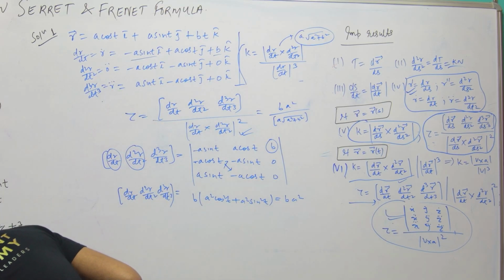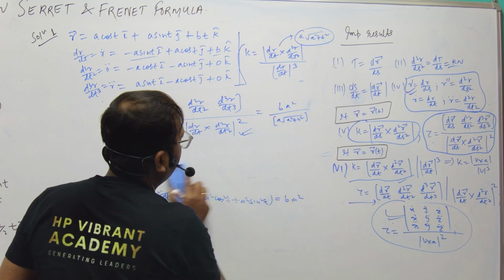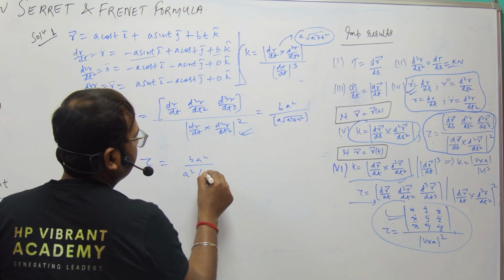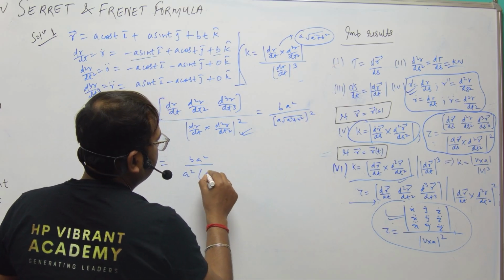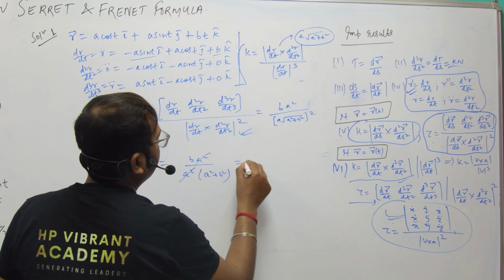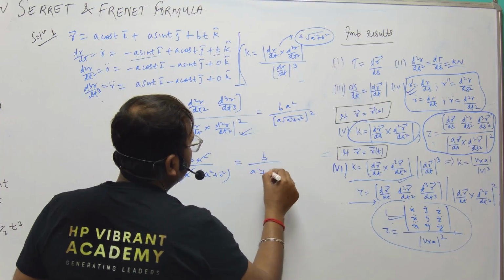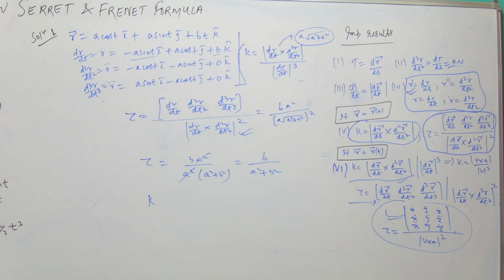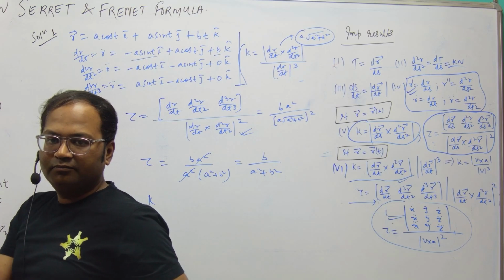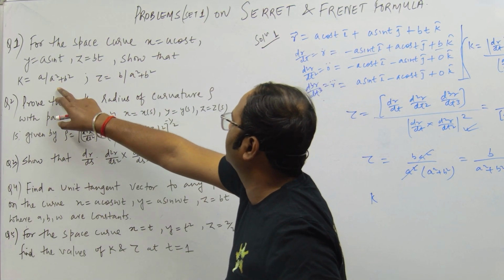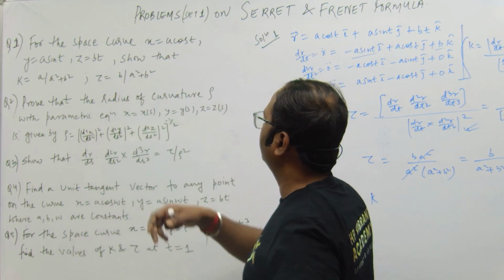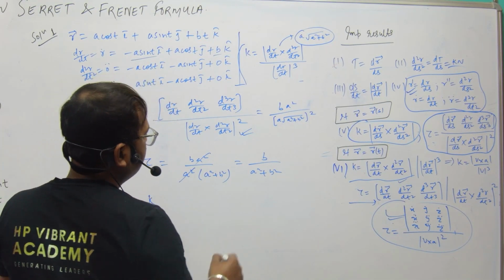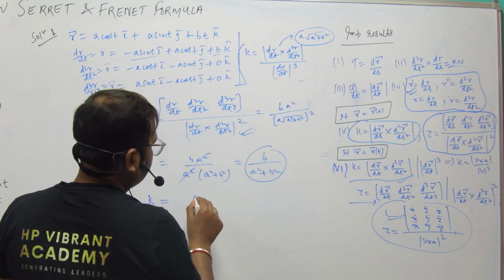Let's solve this. Tau is equal to b a square upon the whole square, and the a square gets cancelled. This is equal to b upon a square plus b square. So we have proved that kappa is equal to a upon a square plus b square, and tau is equal to b upon a square plus b square.